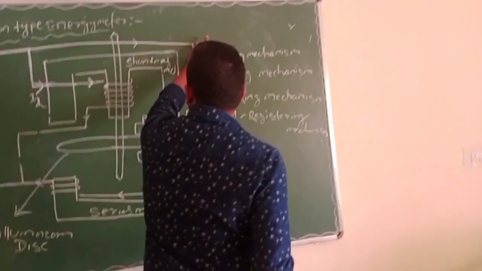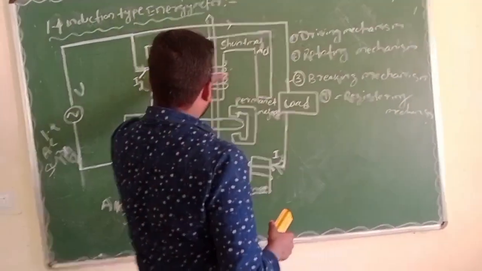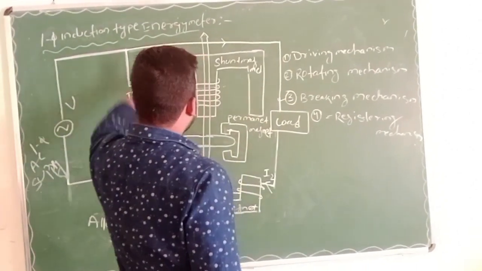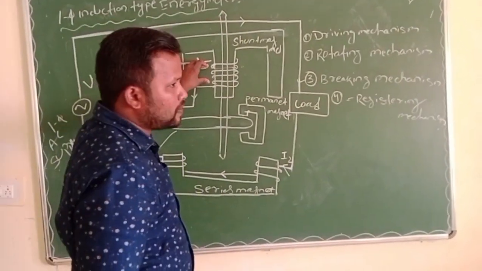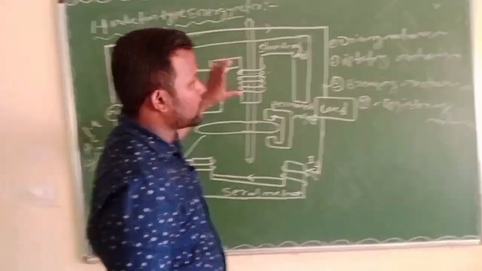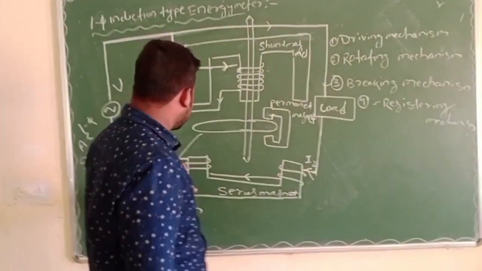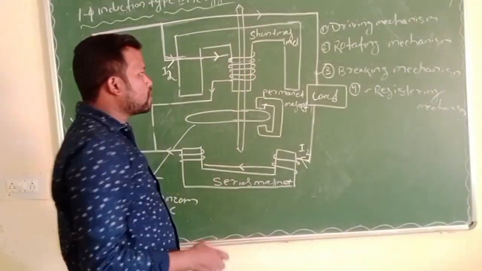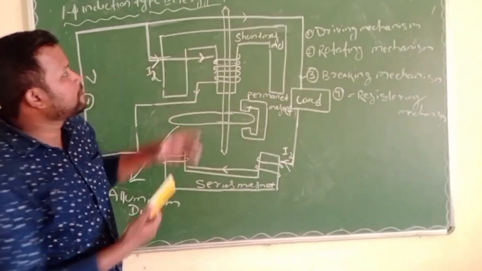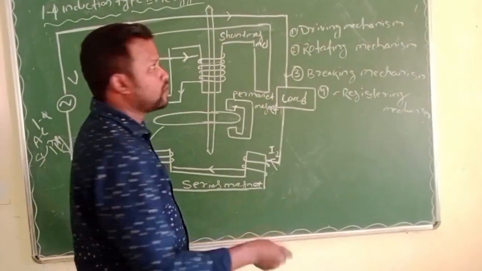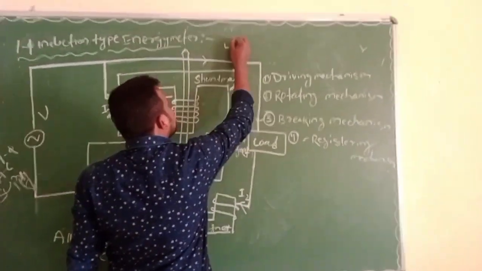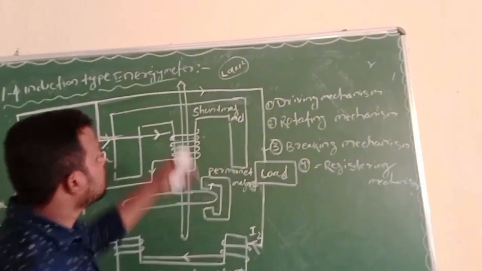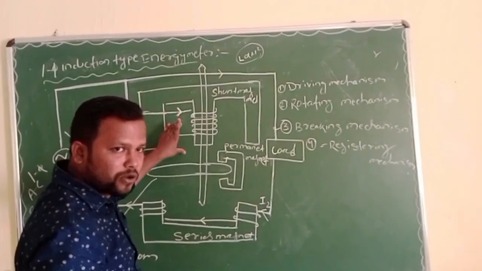In the driving mechanism, we have two magnets: one is the shunt magnet and the other is the series magnet. The shunt magnet has more number of turns, and the series magnet has fewer turns. If the number of turns is more, then the inductance will be more. Why? Because L is proportional to N squared.